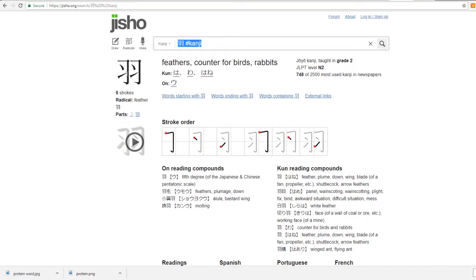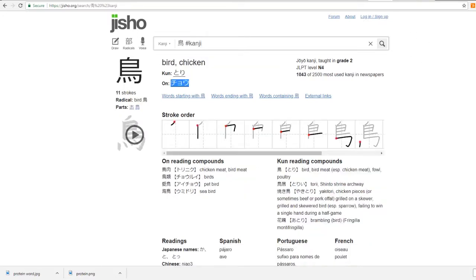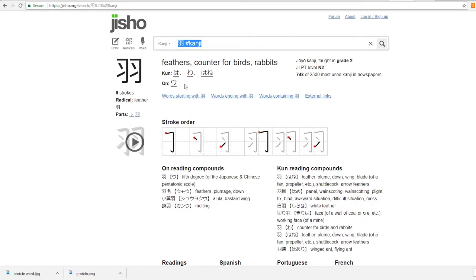This one's going to be feathers, and it just looks like feathers spread back on the back of a bird, like its little wings. That's how I remember it. And its kunyomi is going to be ha, or wa, or hawa, and its onyomi is going to be u. So, or hare, sorry, this is hare. So hare means feather or plume. Or hane, my bad. Hane. This is hane.